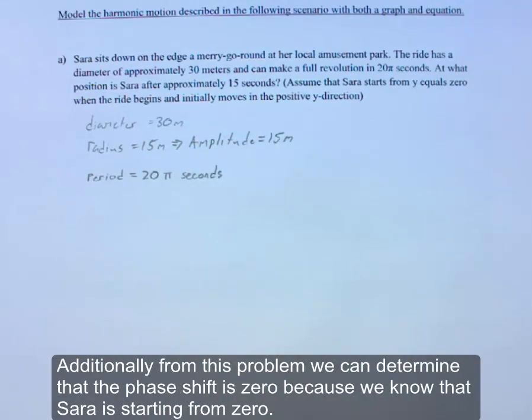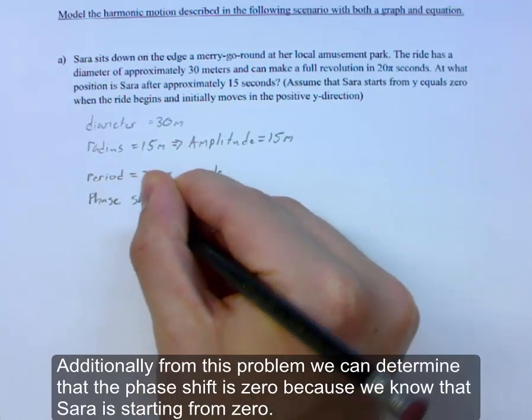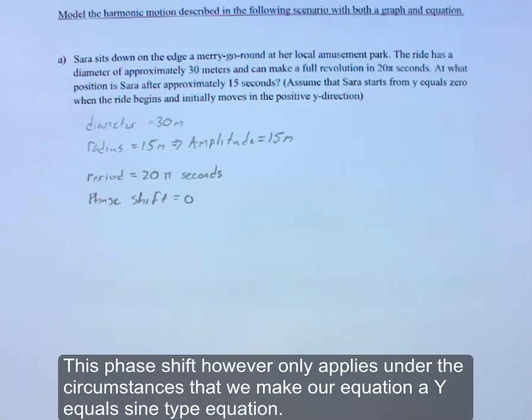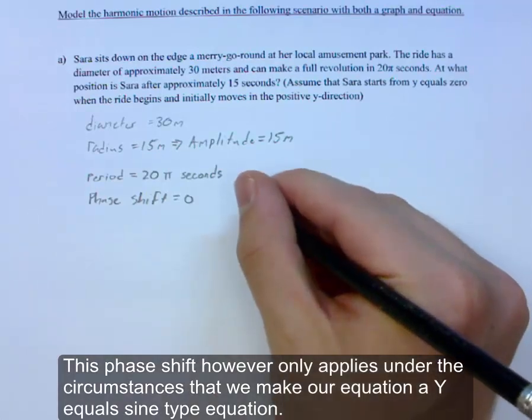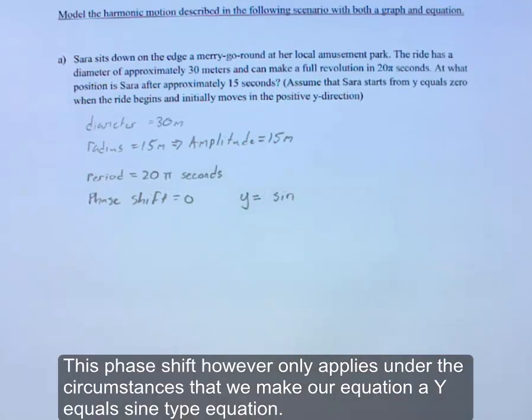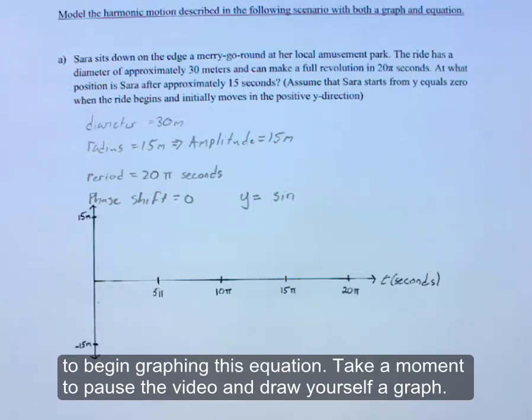Additionally, from this problem, we can determine that the phase shift is 0 because we know that Sarah is starting from 0. This phase shift, however, only applies under the circumstances that we make our equation a y equals sine type equation. This is because sine at time equal to 0 is always equal to 0 when there is no phase shift. And now we can give ourselves a graph to work with to begin graphing this equation. Take a moment to pause the video and draw yourself a graph.